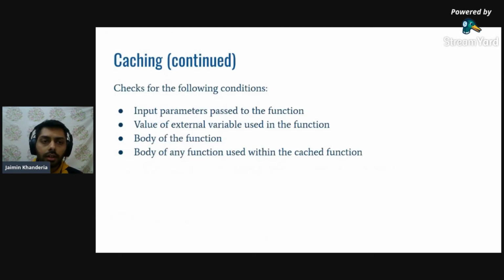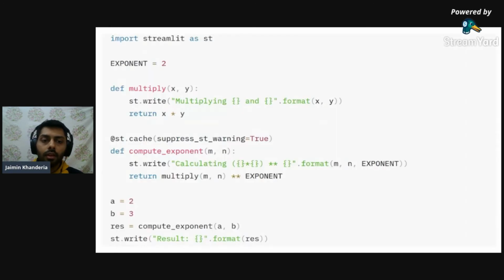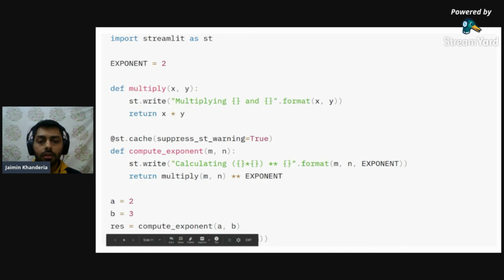We take a look at the first condition. It says input parameters passed to the function. As you can see in the code snippet, we are calling the function compute exponent in the last second line with the parameters a and b. So that becomes the input parameters passed to the function. Now, if the value of those parameters doesn't change throughout the course of the web app, Streamlit would use the cached version of the function compute exponent in the subsequent runs.